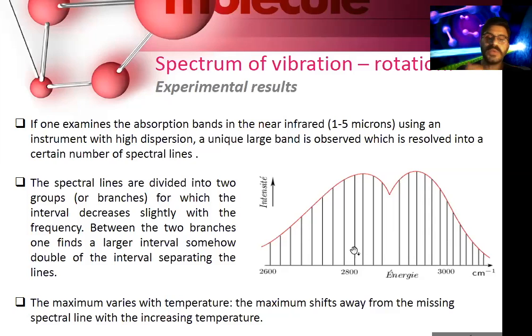Now, we call these the right side and the left side branches. They are formed by spectral lines of absorption, let's say, or emission. And obviously, we talk about absorption most of the time now. And they form a sort of band.